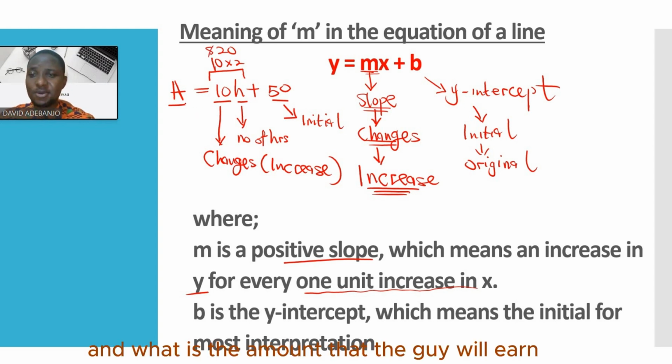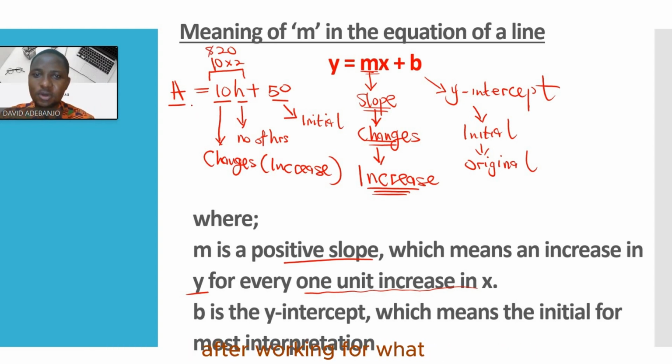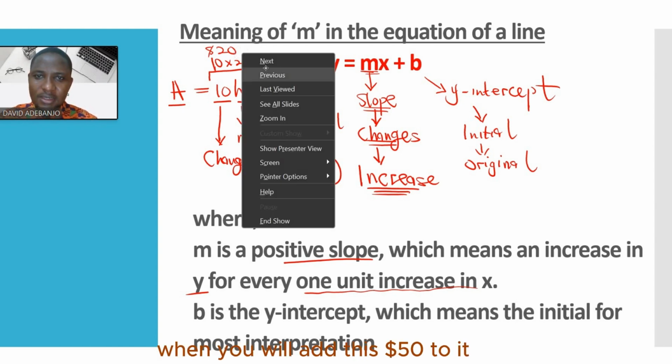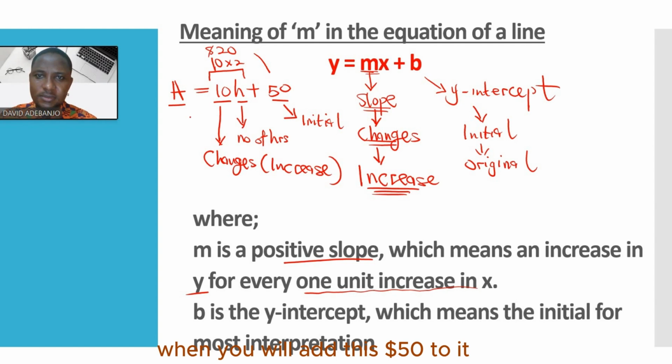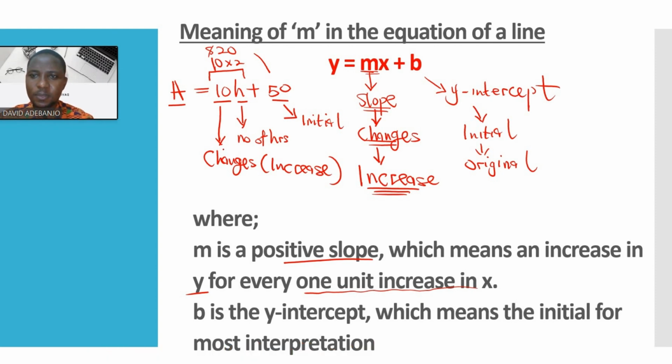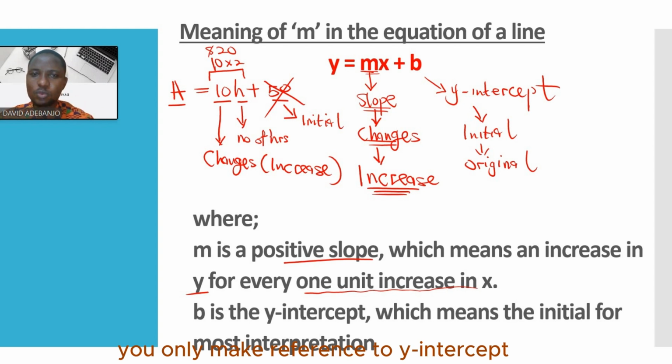And if they ask what will be the amount the guy will have after working for 2 hours, then that's the only time you add this $50 to it, making 70. So in summary, when they're asking for increase, your y-intercept is irrelevant. You only make reference to the y-intercept if they're asking for the total amount after 2 hours. I hope the intro is clear.